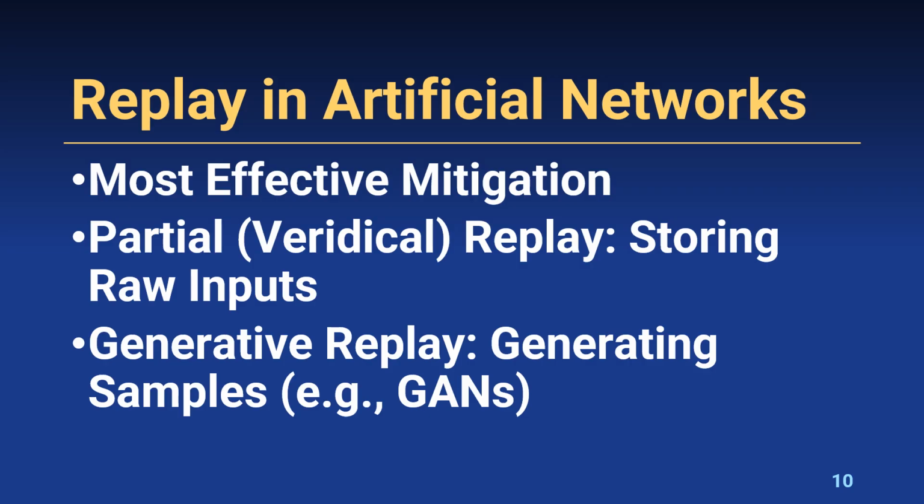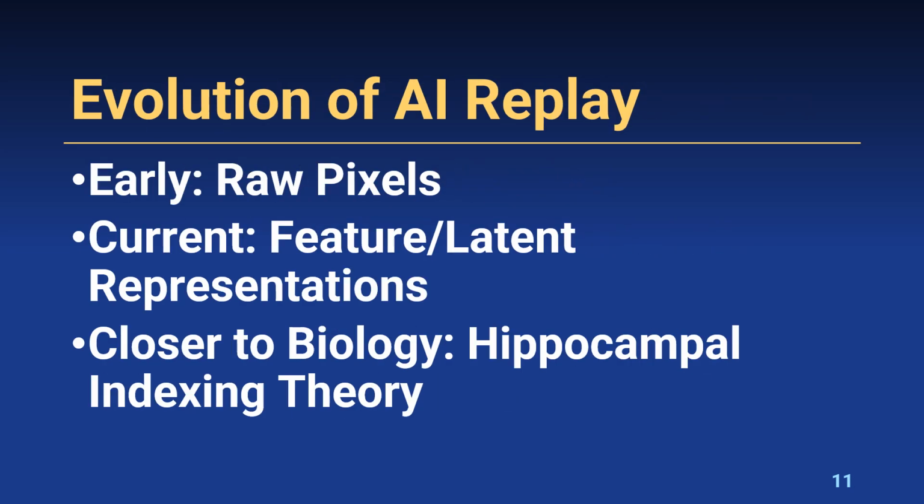Partial replay involves storing a subset of previous inputs, like raw images, in a replay buffer and then mixing them with new data for training. Initially, many methods replayed raw pixels. However, the field has evolved towards replaying representations or features from the middle or latent layers of a network. This representational replay is more consistent with biological replay, as suggested by hippocampal indexing theory, which posits that the hippocampus stores highly processed representations of past inputs.